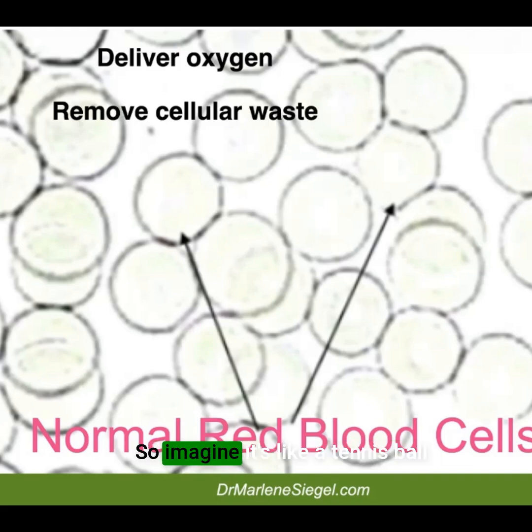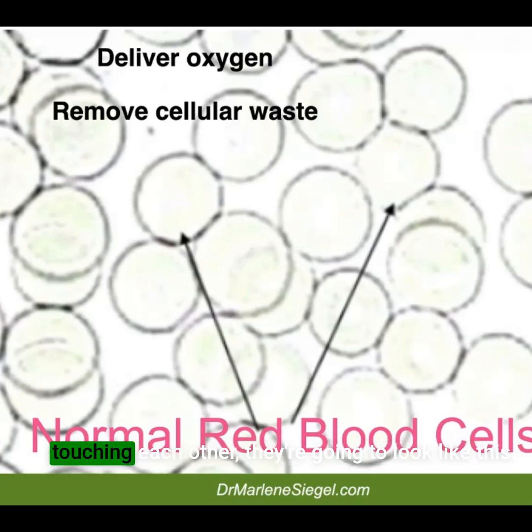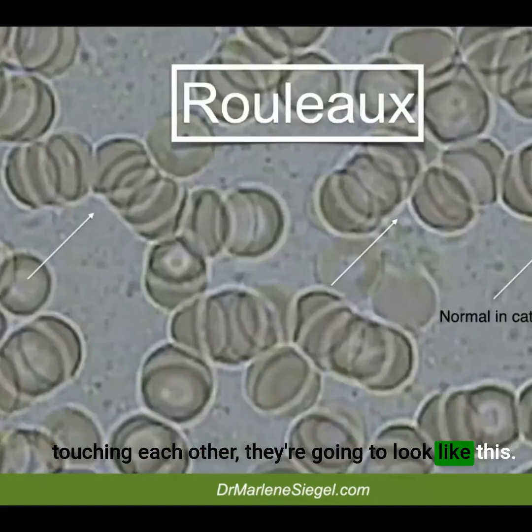So imagine it's like a tennis ball. If you take a tennis ball and you put it underwater in a bucket, the entire surface area of that tennis ball is connected to the water. It's touching it. So you have full activity happening as an exchange between the tennis ball, i.e. the cell, and the fluid around it. But if I start to pack a whole lot more tennis balls into that bucket, so much to the point that they're all touching each other, they're going to look like this.